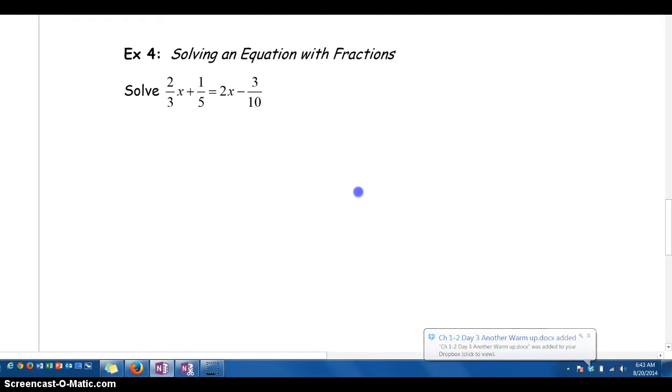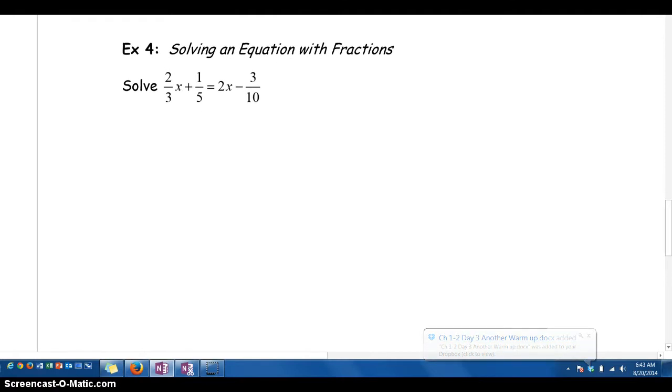Let's look at an example with fractions. A lot of the times people get scared because there are fractions here. So let's look at the number that maybe can get rid of these fractions. Well, when I think of 3, 5, and 10, these are the denominators of my fractions. I think of the number 30. That is the number that they all have in common.